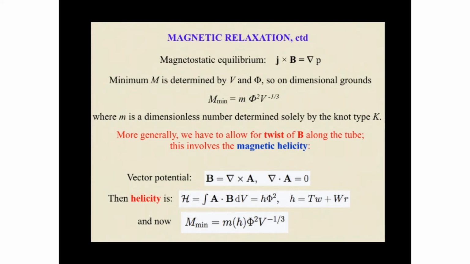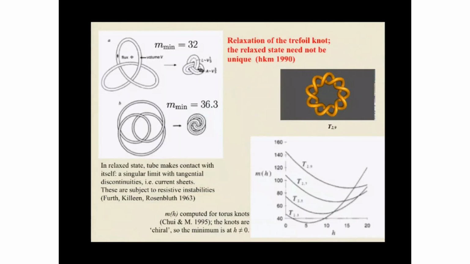That helicity is H phi squared. H is twist plus writhe. And now the minimum can depend on H through this coefficient here. So that's what I've said already. And there is the picture. And this is the relaxation of the trefoil knot, which we studied with my student Atta Chui in 1995.